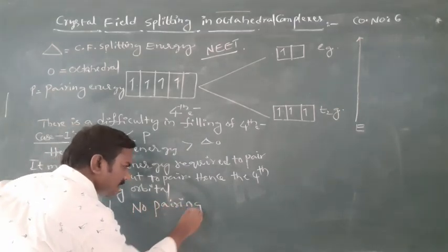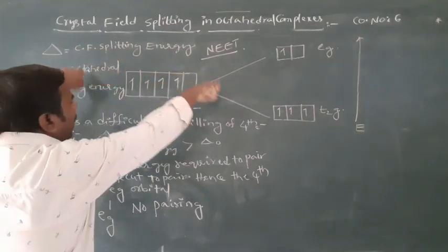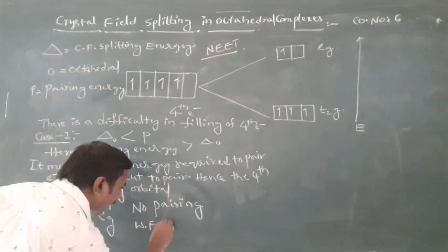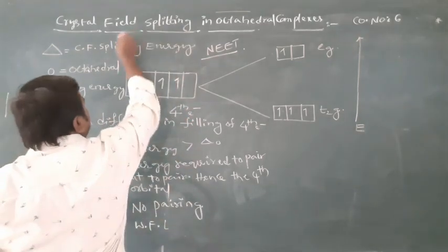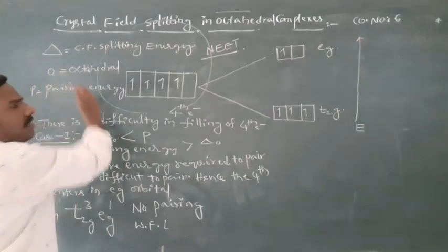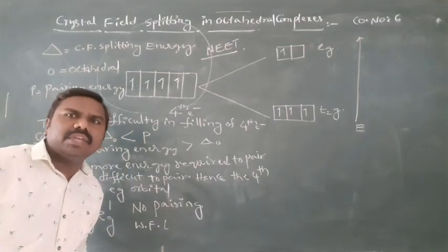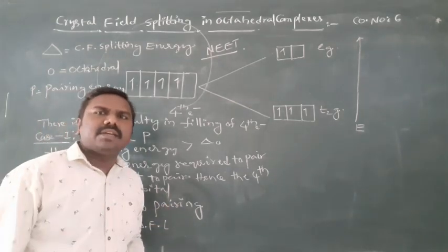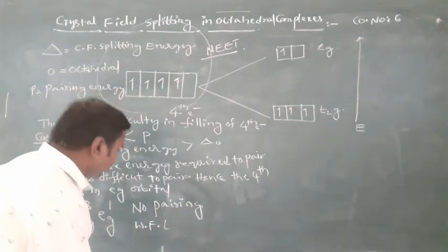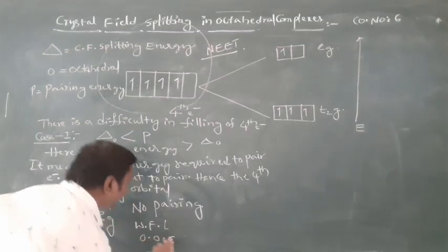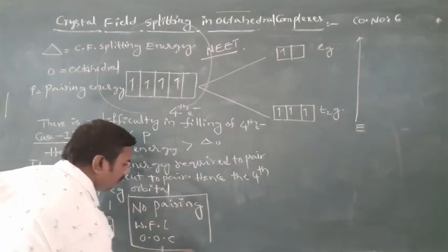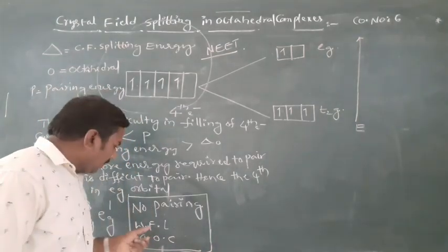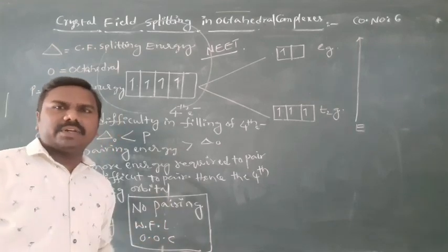No pairing means the ligand around the central atom has less strength. That's why it is called weak field ligand. Around this there are 6 ligands. Those ligands are weak field ligands. That's why no pairing. Weak field ligands we have discussed in VBT, then outer orbital complexes. From this they decided whether it is a weak field ligand or a strong field ligand.